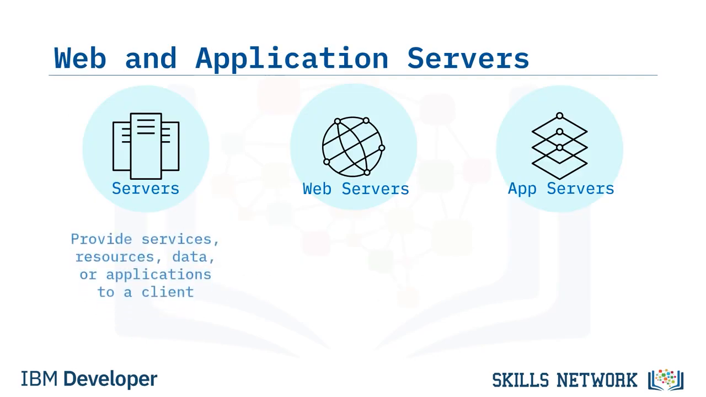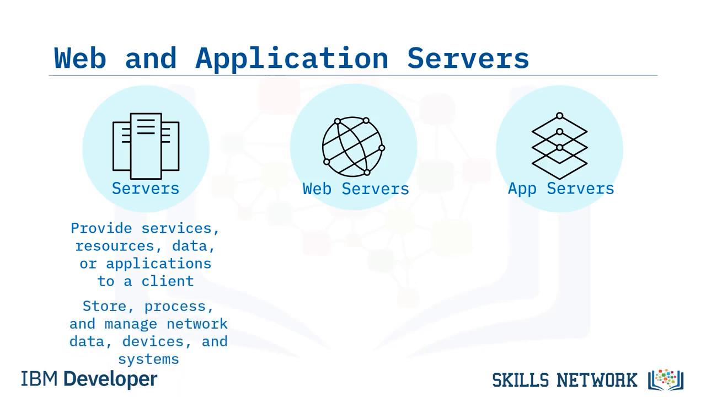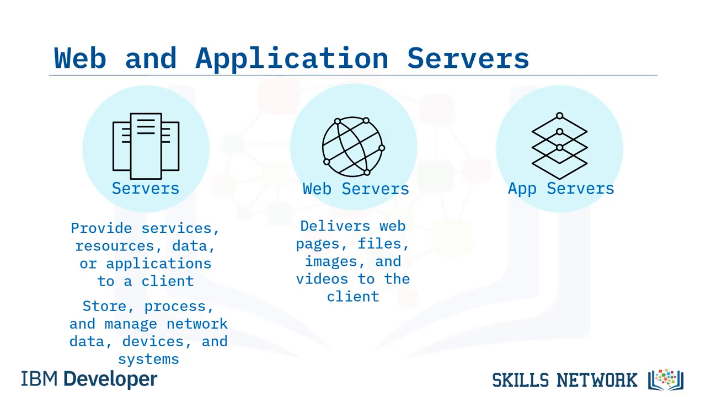Web and application servers are either software or machines that provide services, resources, data, or applications to another computer program called the client. Servers store, process, and manage network data, devices, and systems. A web server delivers content such as web pages, files, images, and videos to a client. And a web server primarily responds to hypertext transfer protocol requests coming from a web browser, such as a user accessing a website.